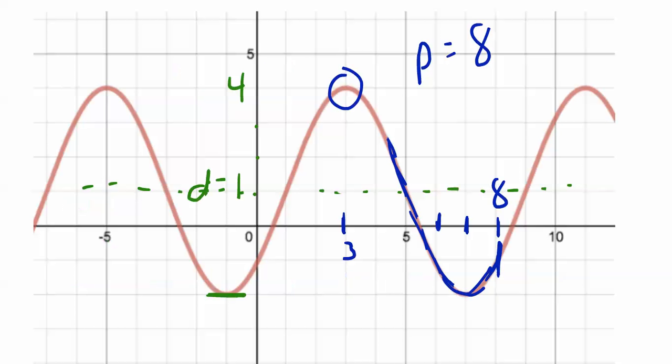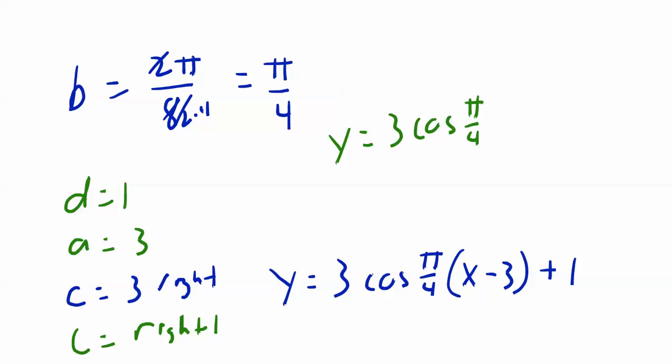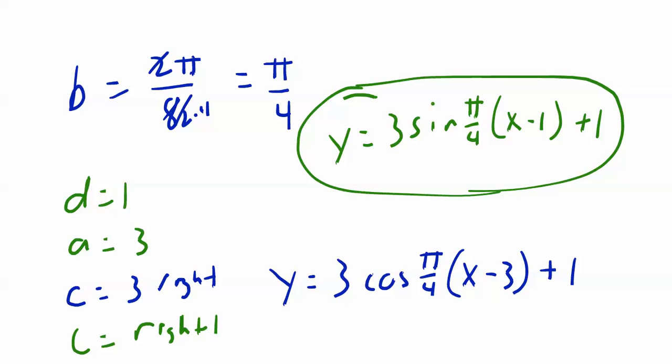All right, let's do sine. Sine is the midline. So my midline is right there. So the midline is to the right one. So C would be right one for a sine. So my sine equation would look like y equals 3 sine of pi over 4 times x minus 1, plus 1. Oops, sorry, I screwed up on that. This was the midline, this was my sine. My apologies. So there's the equation for that.